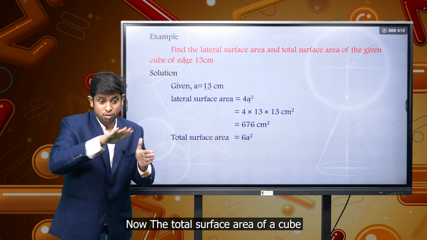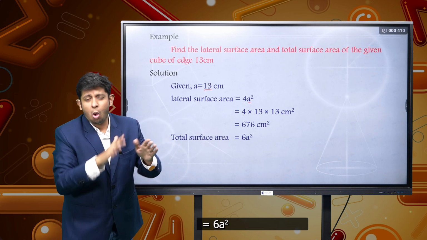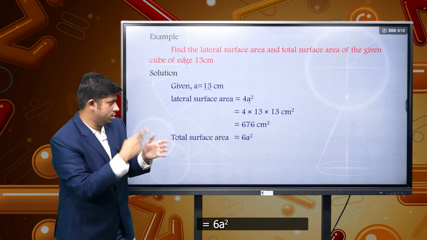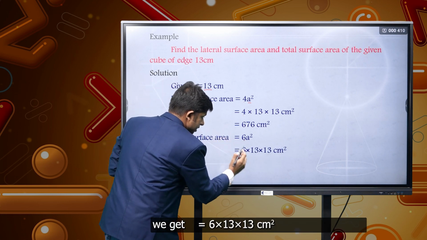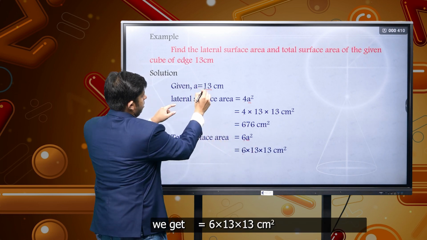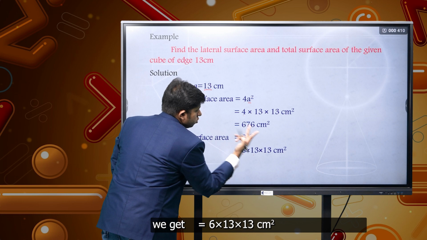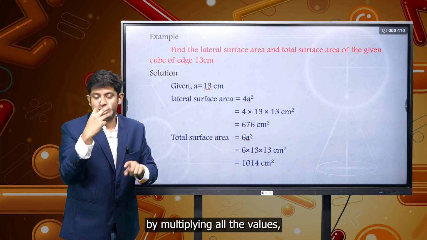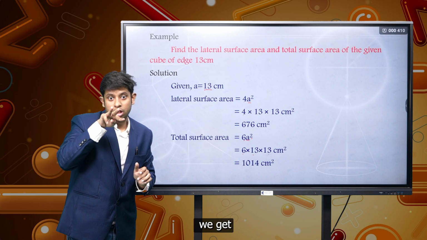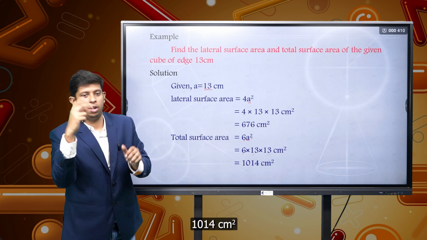Now, the total surface area of a cube is equal to 6A square. By substituting the values, we get 6 into 13 into 13 centimeter square. By multiplying all the values, we get 1014 centimeter square.